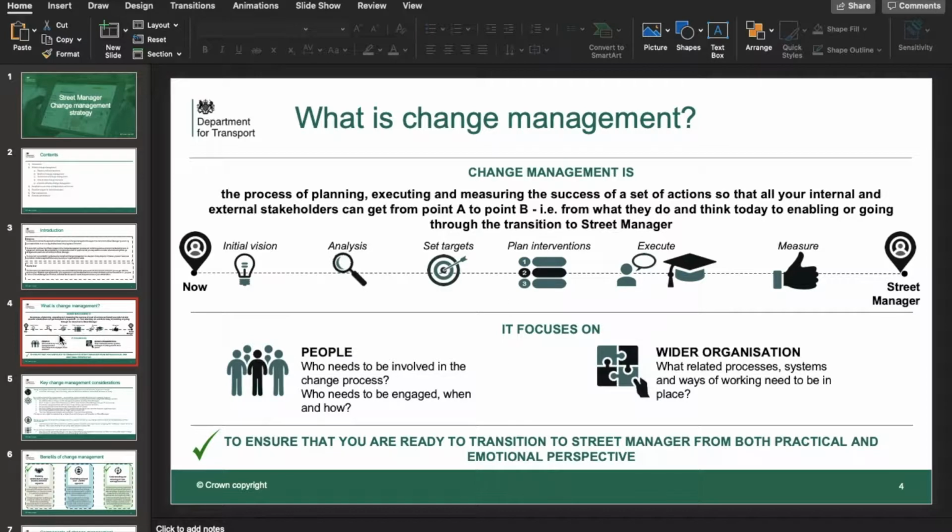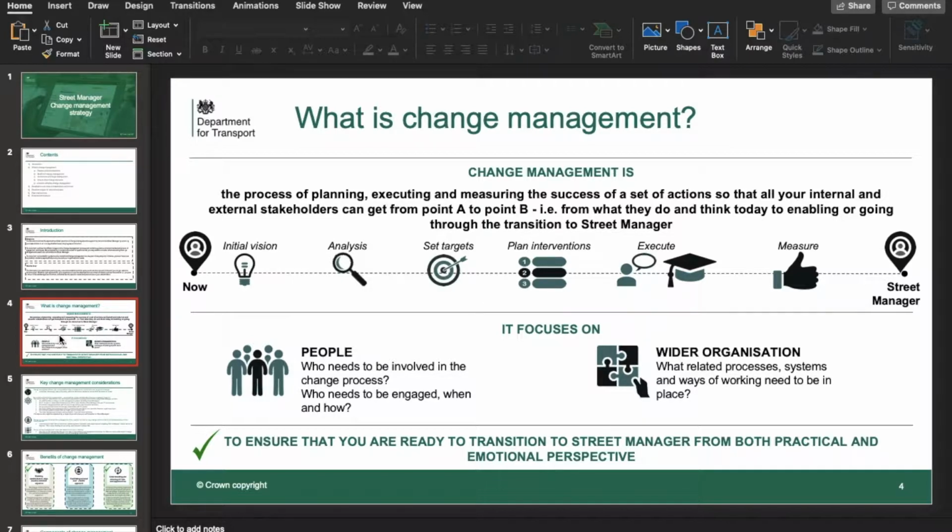So what is change management? In a nutshell, change management is comprised of three key stages: planning, executing and measuring its success, with the aim of supporting an organisation to transition from point A to point B as smoothly as possible. We will go into more detail per stage later on in the video, but for now, think about what questions you should be asking yourself throughout your change journey.